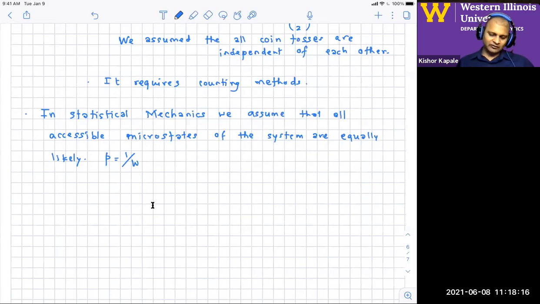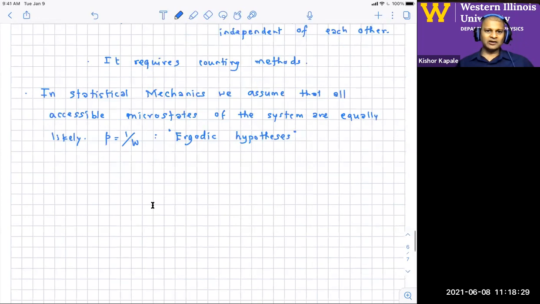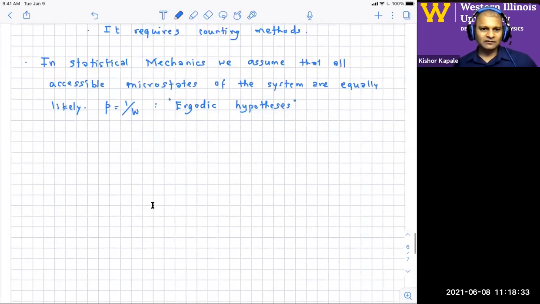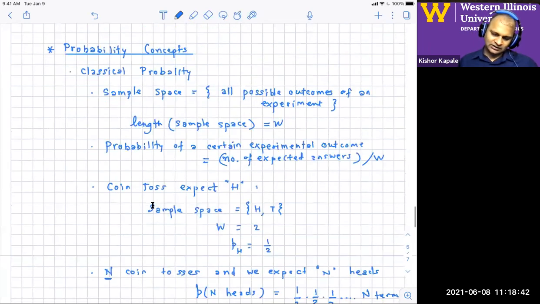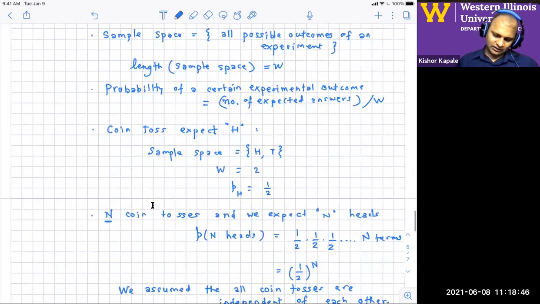Okay, so that's going to come when we start looking at the microcanonical ensemble. And this is called the ergodic hypothesis. We assume all of the microstates are equally likely, right? So that's how the process kind of works. You can determine probability by doing experiments as well, and that is the concept of statistical probability. So this is what we are going to do now.